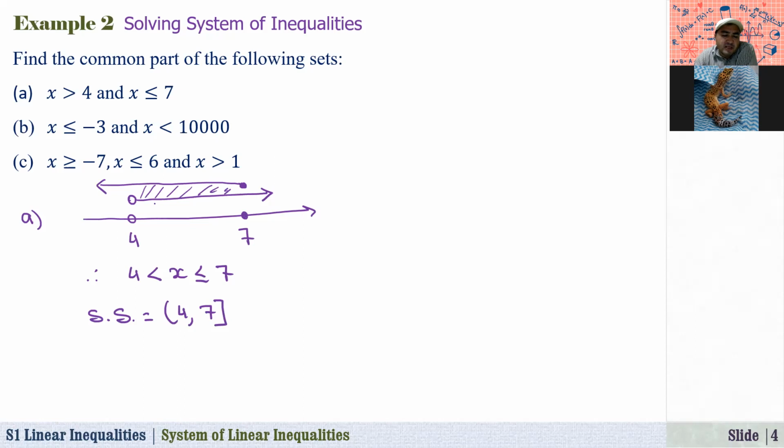Okay, the first one is showing your solution by illustrating on a number line. The second one is just an algebraic expression. And third one is set form of the solution of this inequality. And how about part B?